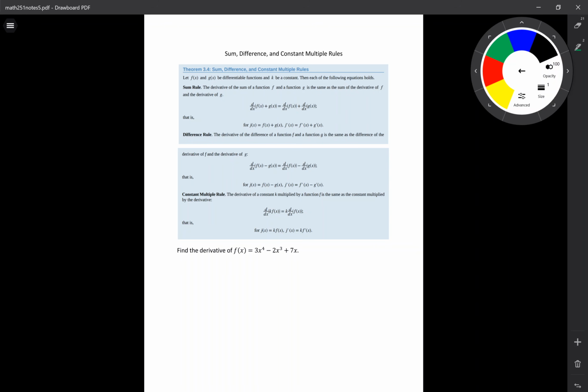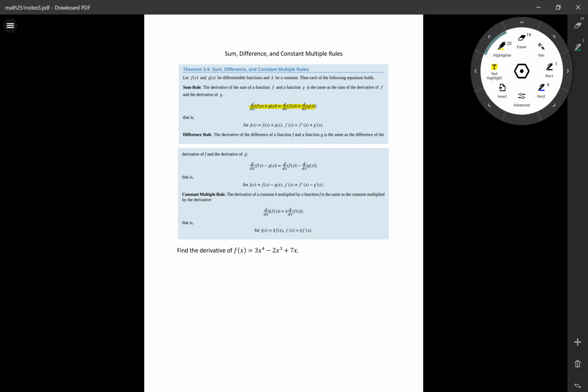Basically, what these equations are telling us is this right here is called the sum rule, and it says that the derivative of f of x plus g of x is equal to the derivative of f of x plus the derivative of g of x. We can summarize this by saying that the derivative of the sum is equal to the sum of the derivatives. Basically, we can break up this sum into two or as many pieces as we want, in fact, and take the derivatives of the individual parts.